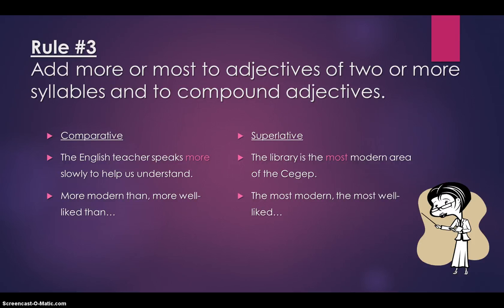We can also have for the adjectives modern and well liked the comparative forms, more modern than and more well liked than. We can also have the superlative forms, the most modern and the most well liked.